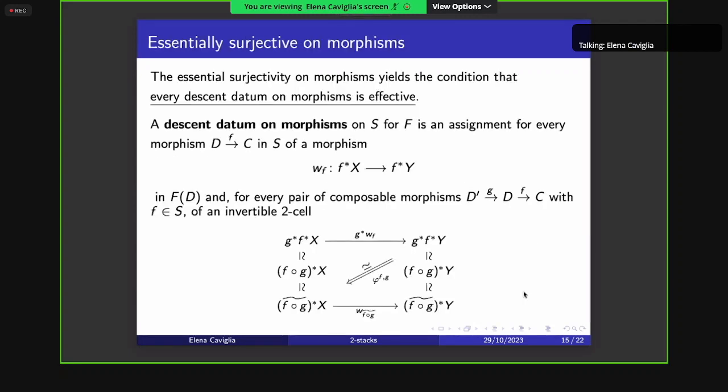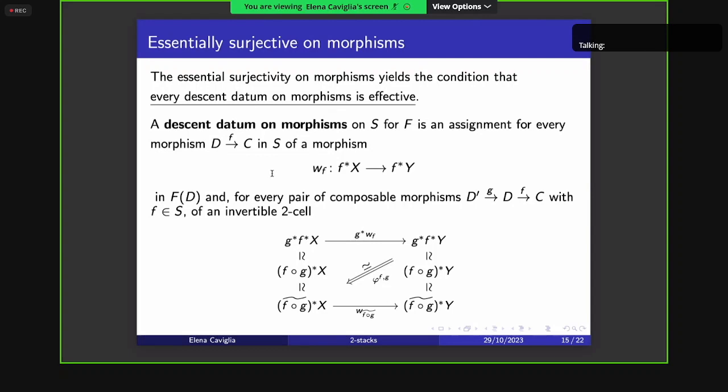But what happens on morphisms? So on morphisms, we have an essential surjectivity, and this gives us the condition that every descent datum on morphisms is effective. And this is, again, something that we could expect to find. So what is a descent datum on morphisms?